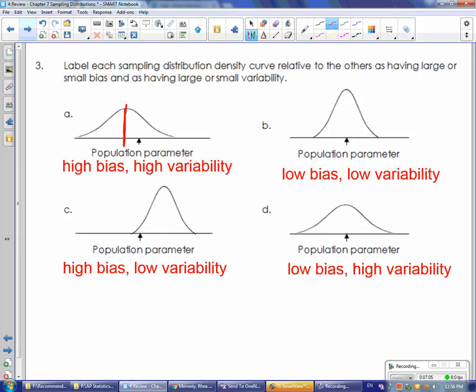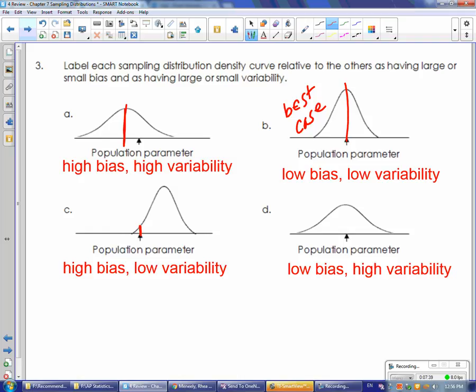In letter B, you can see that my distribution is centered right over the population parameter, and relative to the other graphs, the variability is low. This is what we're aiming for. I shouldn't say it's perfect, but this would be the best case. If we take a look at letter C, this time again, we are off-center, so we have high bias, but we do have low variability. The problem is with bias, we don't even want to continue with our investigation because as soon as bias is introduced, it ruins the data.